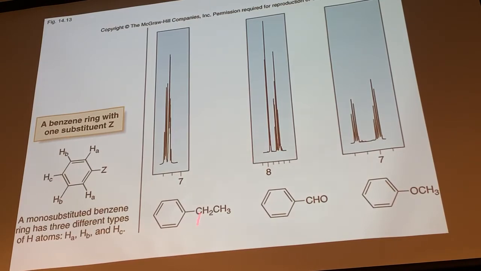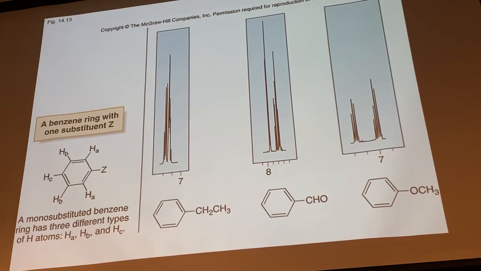So here we see the spectra of three actual monosubstituted benzenes, and it's only showing the region of the aromatic hydrogens. It's not showing the other hydrogens in the molecule. But we're not seeing three signals. We see two signals here for ethylbenzene. We do see three signals for benzaldehyde. That's good. But we only see two signals for methoxybenzene. So what's going on here?